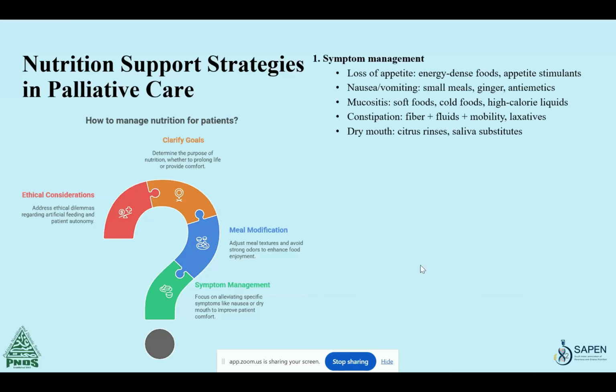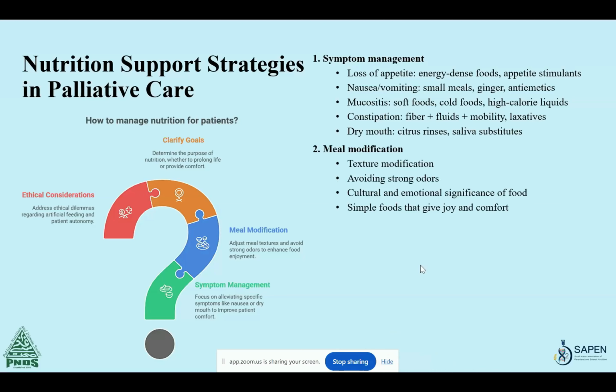For loss of appetite, energy dense food and appetite stimulants. We always talk about small meals for nausea and vomiting, soft foods for mucositis, fiber rich foods for constipation. So these are the things which are on our fingertips. But the challenge is the ground reality. When we are talking about these things, they are easy, but in practical application, for the patient who is suffering from these conditions, it is challenging to incorporate them in their diet.